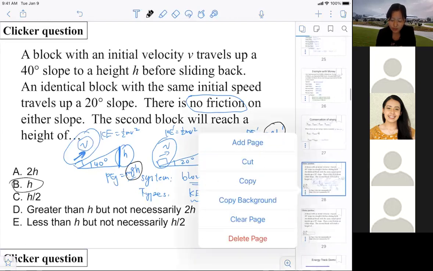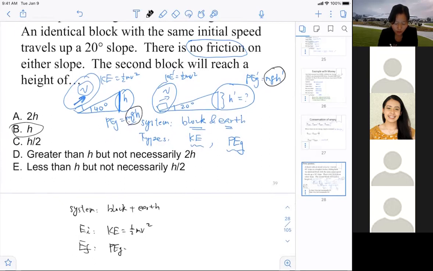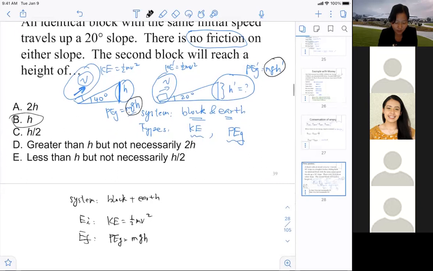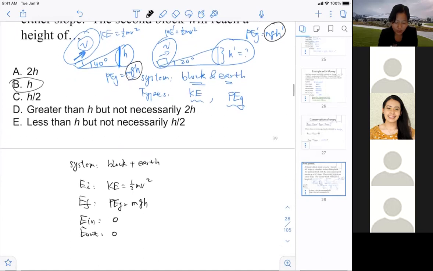If you were to set up equations to solve this quantitatively, you will say, okay, my system is my block and Earth system. The initial energy of the system is simply only kinetic, which is 1/2 mv². The final energy of the system, E final, is potential only, which is mgh. And there are no energy inputs or energy outputs. So we will set up energy equations. We will say E final minus E initial is equal to E in minus E out, right? That's the conservation of energy equation we talked about.